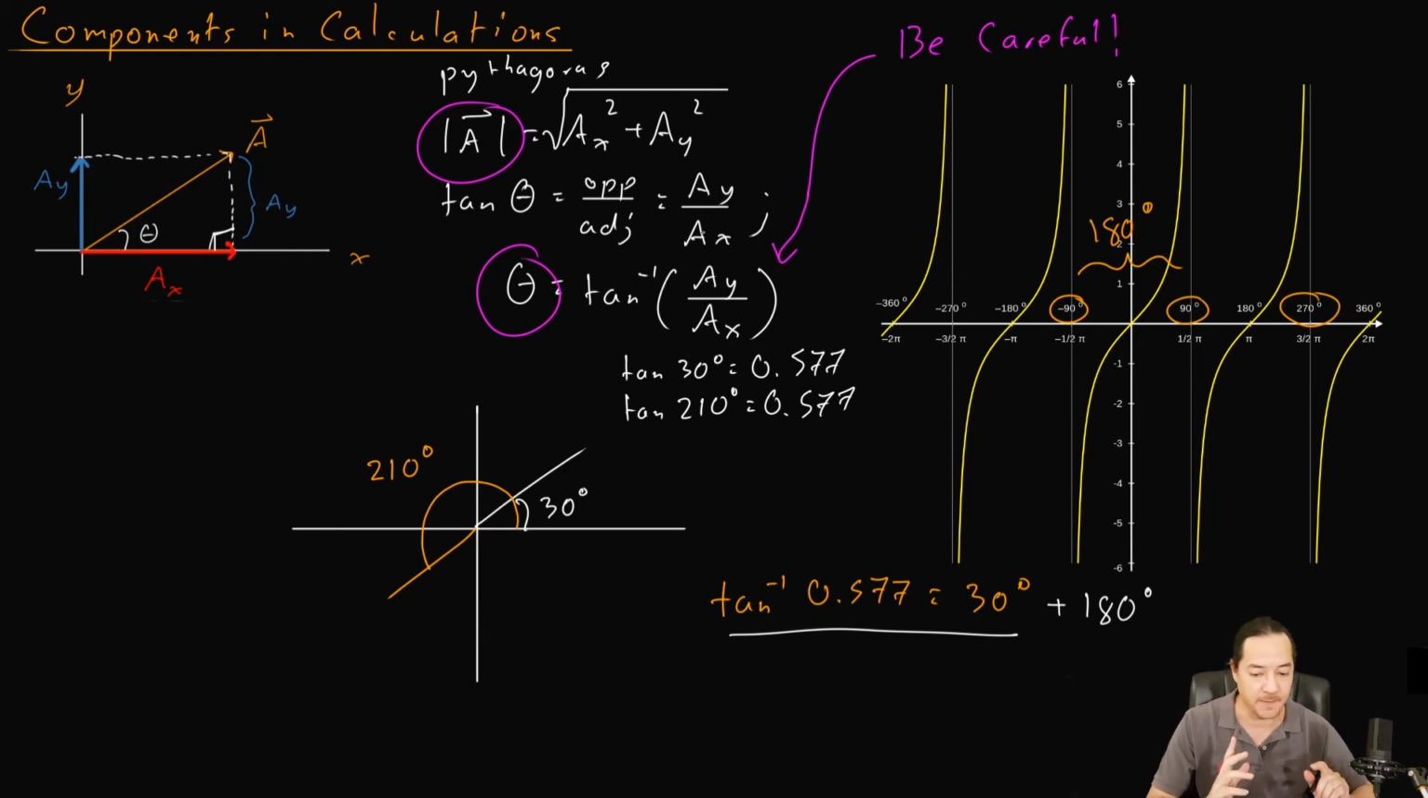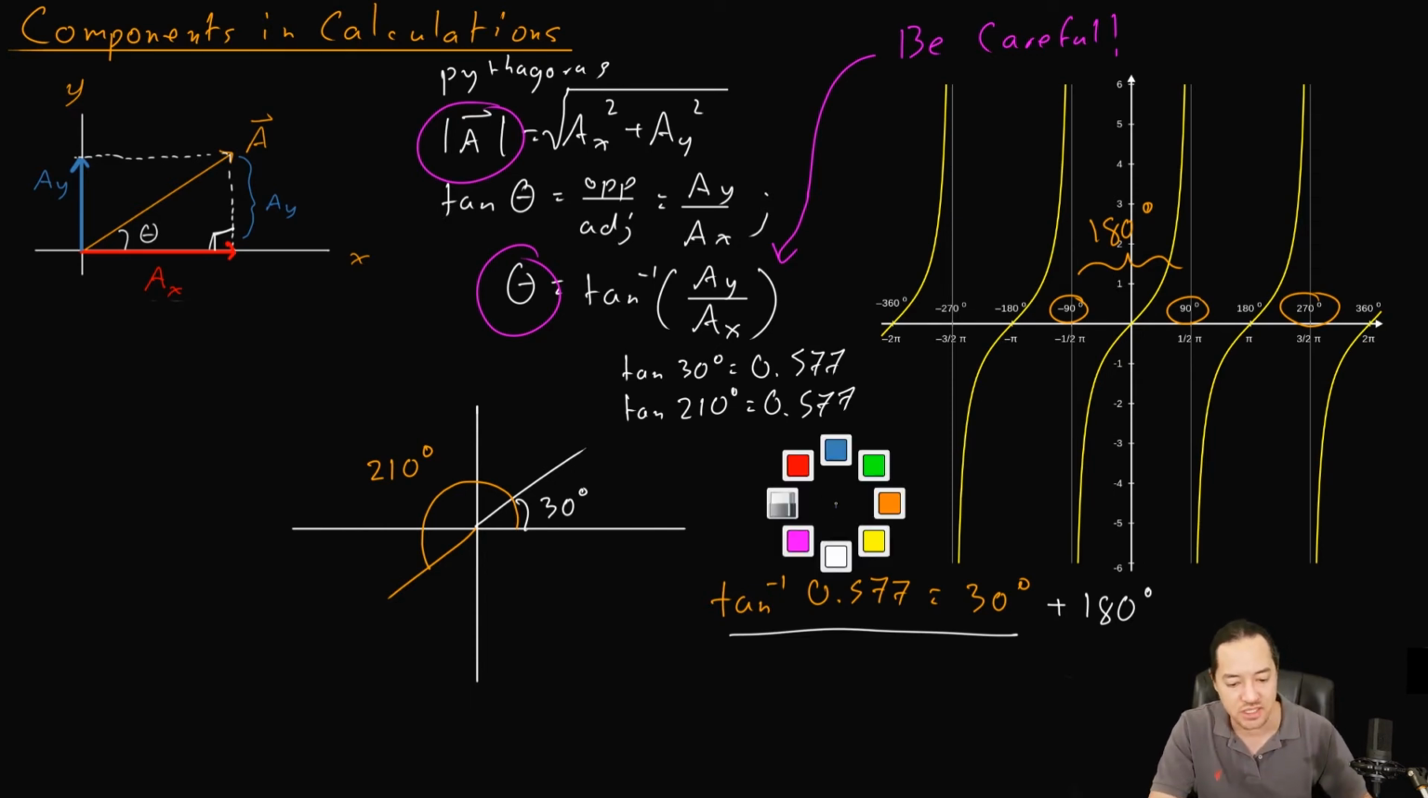So what this means is, when we do the inverse tangent of ay over ax to get our theta, we don't know exactly what quadrant this theta is in. It could be in quadrant 1, or it could be in quadrant 3, flipped 180 degrees. It could be in quadrant 2, or it could be in quadrant 4, flipped 180 degrees. We don't know unless we actually draw a sketch.